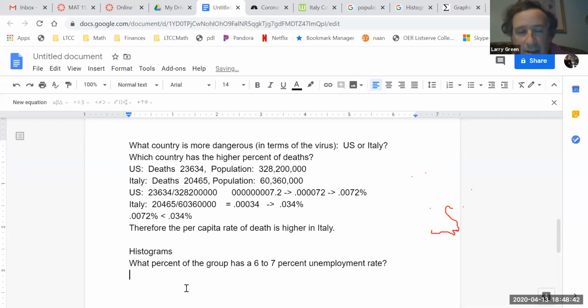Any questions on the question? Okay, and what we're going to do is first look at the fraction who have that unemployment rate. And the fraction is going to be 25. That was the height of the first part. And then divided by, and then you've got to add up all those numbers.